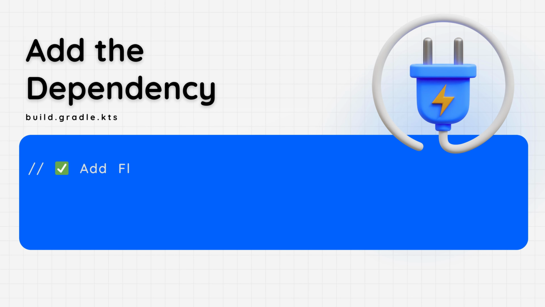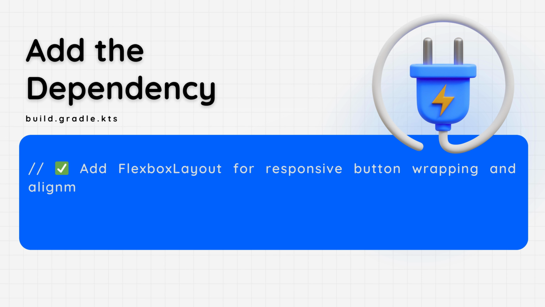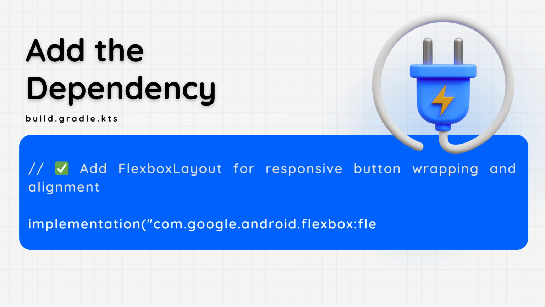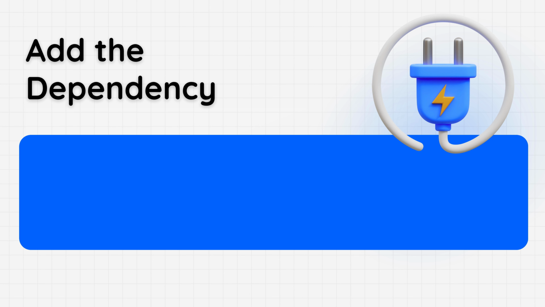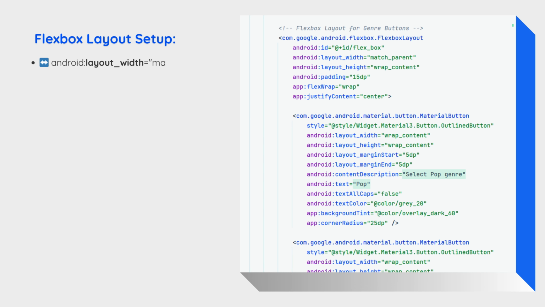First, add FlexboxLayout to your app-level Gradle file. Just use this line: implementation com.google.android.flexbox:flexbox:3.0.0. This helps your buttons wrap and align nicely, even on small screens. Let's break down the Flexbox layout setup.